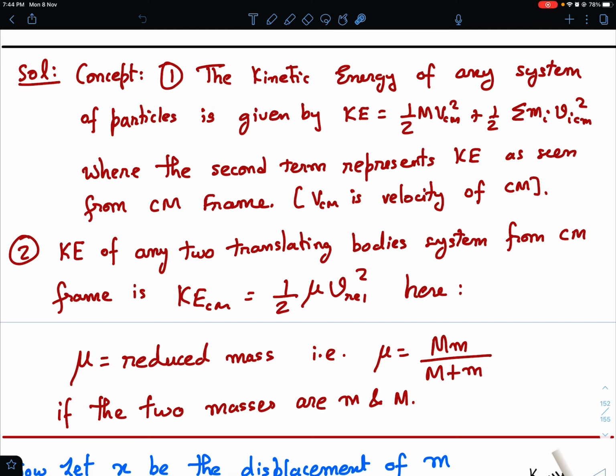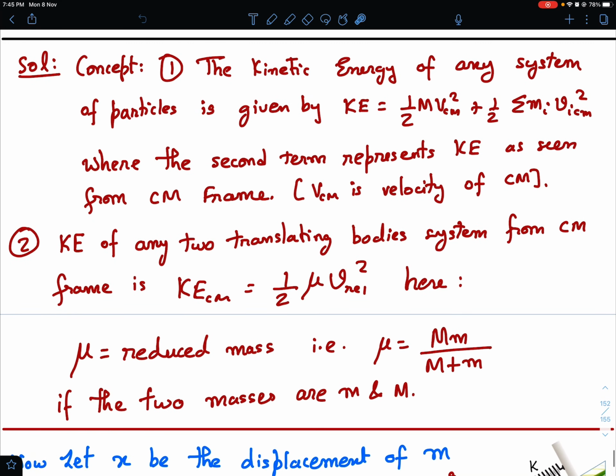Another fact you might know is that the kinetic energy of any two-body system as seen from the CM frame is (1/2) μ V_rel². Here μ is the reduced mass, that is, if one mass is capital M and the other is small m, then the reduced mass is capital M times small m divided by capital M plus small m, and V_rel is the velocity of one body relative to the other. This is the magnitude of the velocity of one body as seen from the other body, and that gives the kinetic energy as seen from the CM frame.